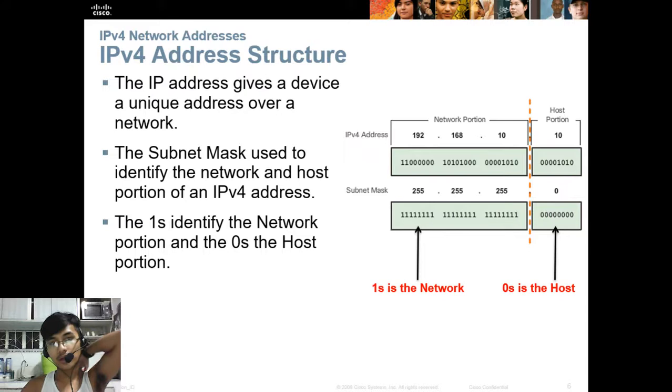IPv4 address structure. The IP address gives a device a unique address over a network. The subnet mask is used to identify the network and host portion of an IPv4 address. The ones identify the network portion and the zeros the host portion. As we can see here at the subnet mask, we have all ones in the 255.255 and 0 we have all the zeros. So the ones on each octet are the network portion, while this is the host portion.